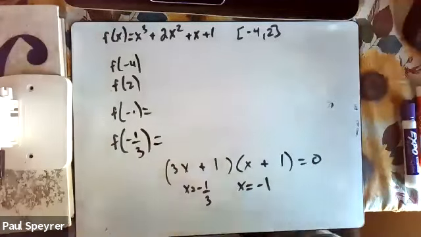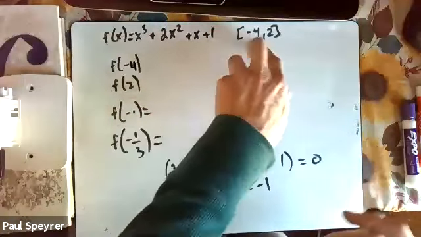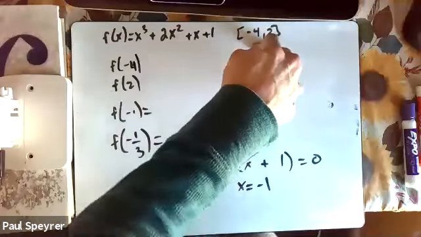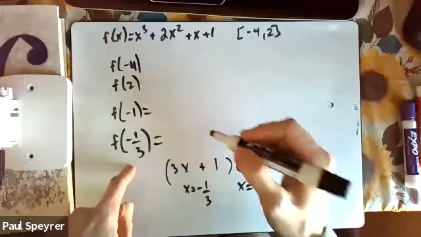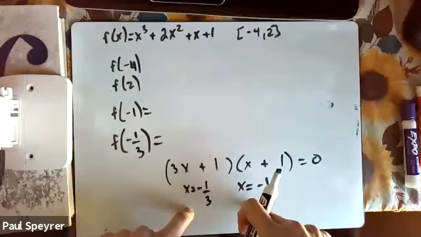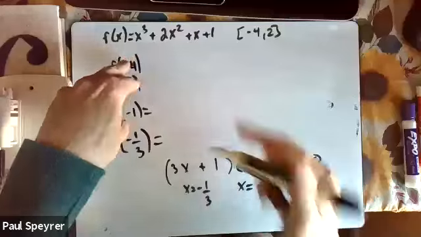So where are all these numbers coming from? Where's the f of negative 4 and 2 coming from? Those are your endpoints. You must always test those when you're trying to find the absolute max or min within the region. Where is this negative 1 and this negative 1/3 coming from? It's coming from when we set the derivative, right? These are critical values right here. So these two are the critical values. These two are the endpoints.